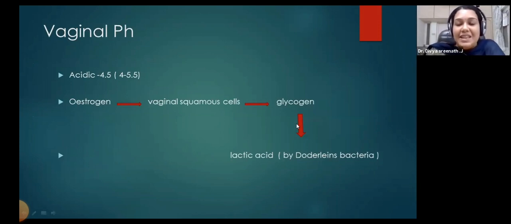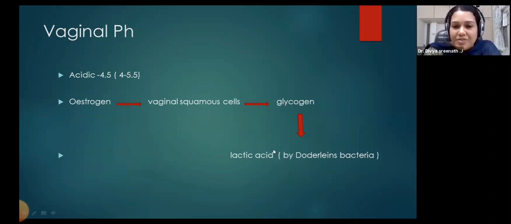So mainly the acidic pH of the vagina is between 4.5 to 5. It is mainly with the help of estrogen hormone, because before puberty and after menopause the vaginal pH is alkaline. Only during the reproductive phase is the vaginal pH acidic. So with estrogen, the vaginal mucosa, or the vaginal squamous cells, secrete glycogen. This glycogen is converted into lactic acid by the Doderlein bacteria.